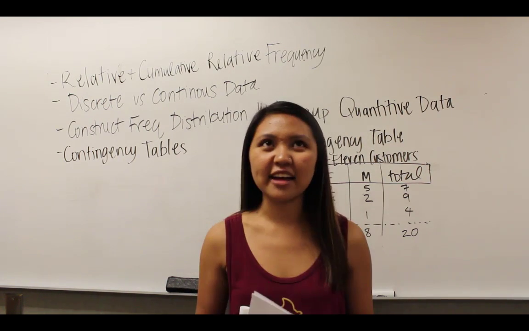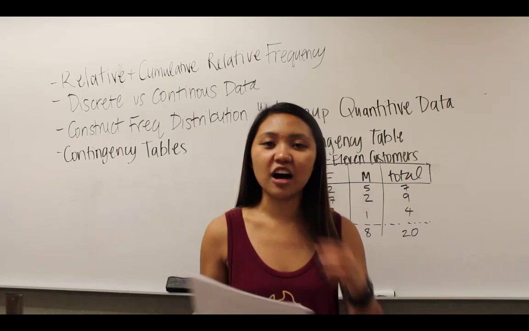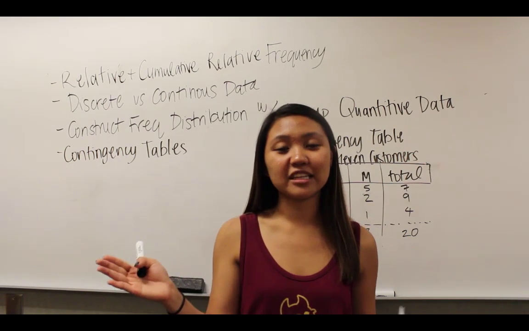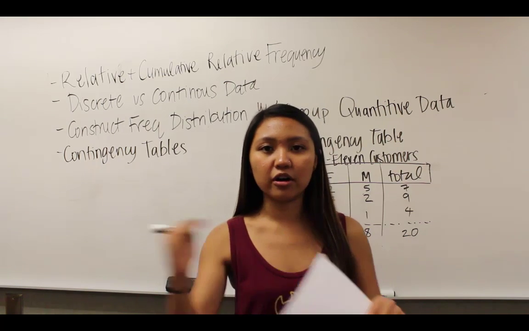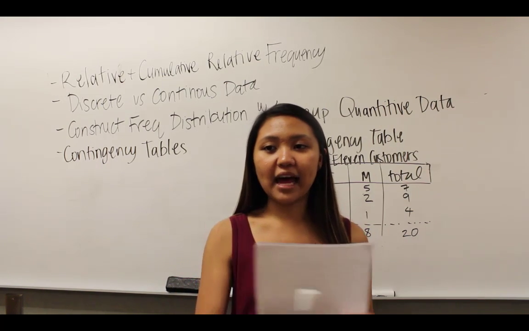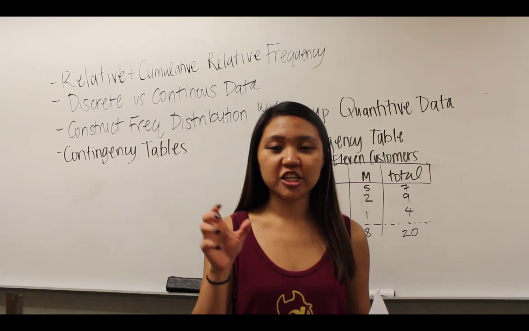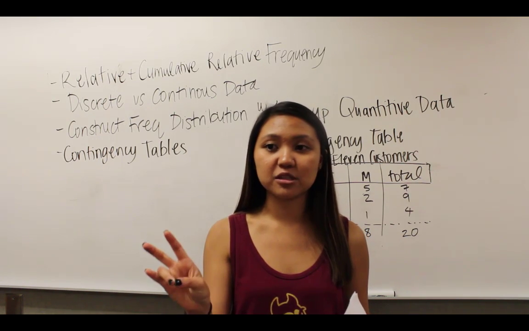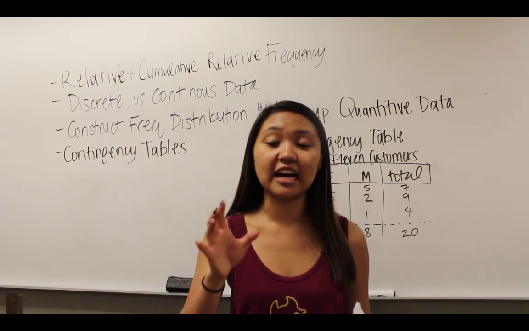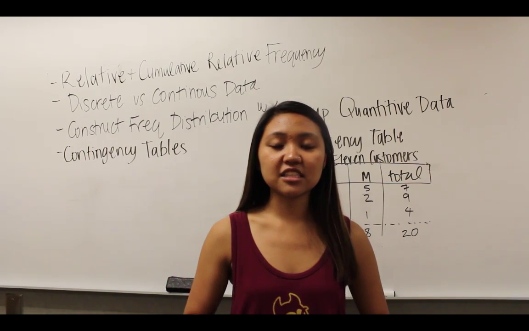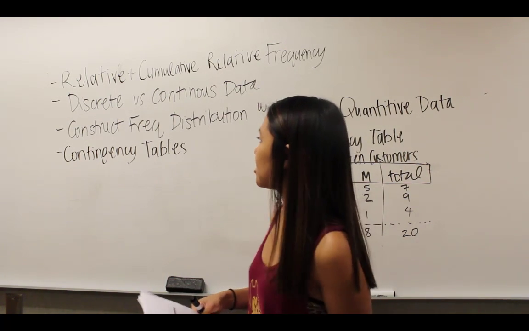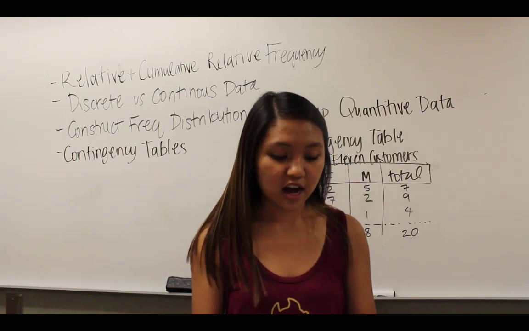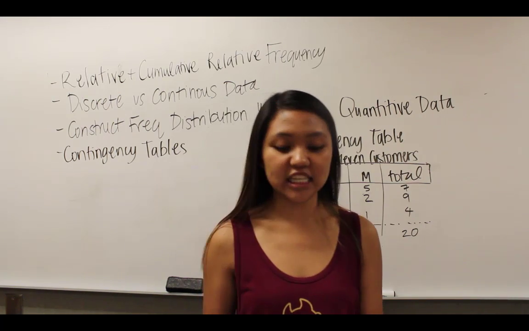In the next example, I already used the word weight, but the weight of a dog. You could put your dog on a scale, and it'll bring up a number that could be rounded to be whole or rounded to another decimal place, but we can't exactly measure the weight of the dog perfectly and get a number that's absolutely accurate without rounding or taking it out to a certain amount of decimal places. So that's considered continuous. The next thing we're going to go into is constructing frequency distributions with grouped quantitative data.